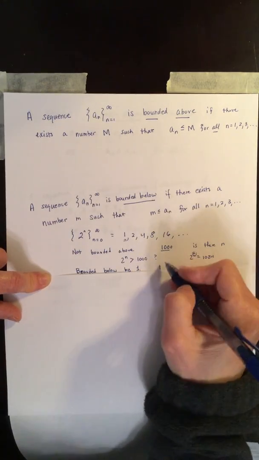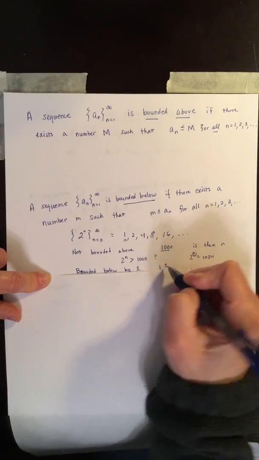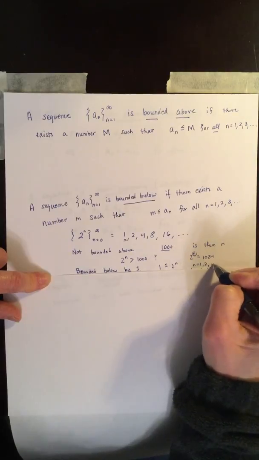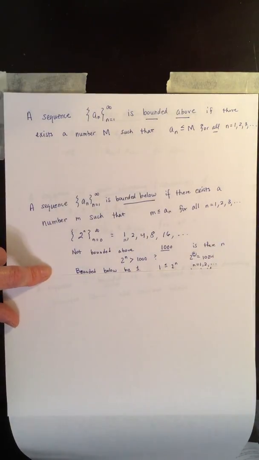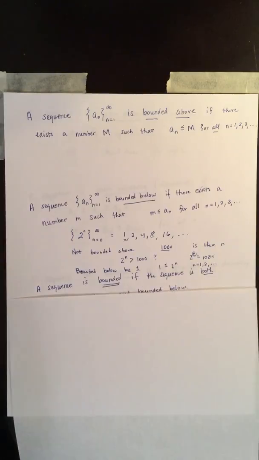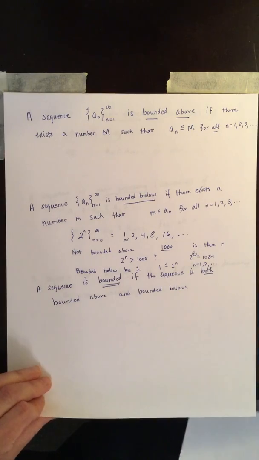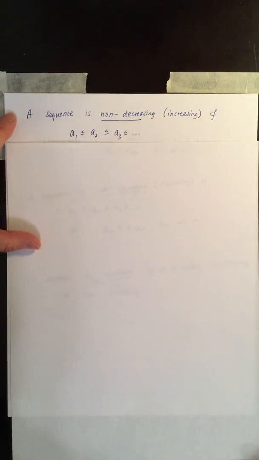Because 1 is less than or equal to the n for n going from 1, 2, and so on. We say that a sequence is bounded if the sequence is both bounded above and bounded below. And then we talk about non-decreasing and non-increasing. A sequence is non-decreasing, or we could also say it's increasing, if the terms are at least as big as the terms progress through the sequence.